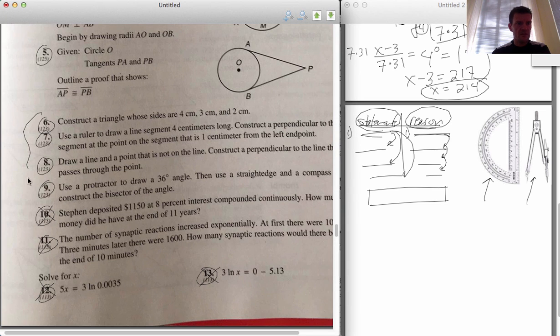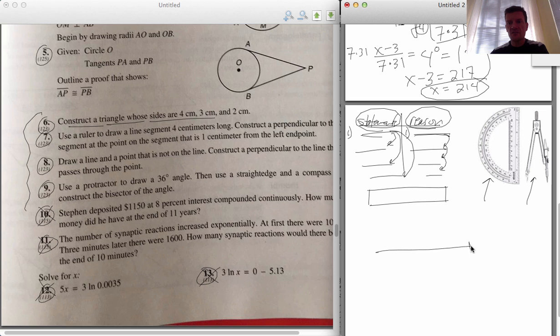These all look like they're in lesson 123. Construct a triangle whose sides are 4, 3, and 2. What you would do here is take your ruler and draw a straight edge that is 4 centimeters long first. Then you're going to take your compass and open it up to an opening that is exactly 3 centimeters. So you place the 2 points of your compass on your ruler and open it up so that it's open exactly a distance of 3 centimeters.